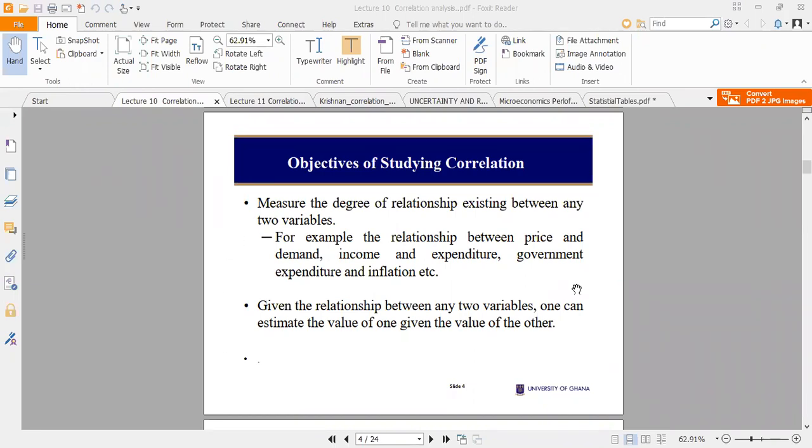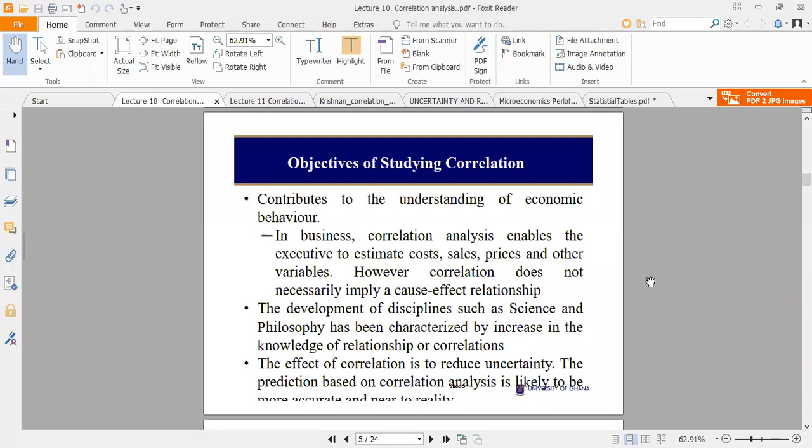So that is one objective of studying correlation. It also contributes to understanding how economic agents behave. For example, you're a student. If you know that there's a positive correlation between the number of hours you study and your final grade, then you know that if you want a better final grade, you have to study more. So knowing that can shape your learning behavior.